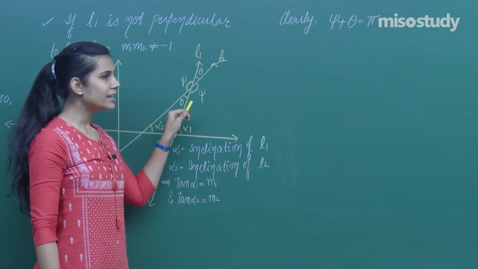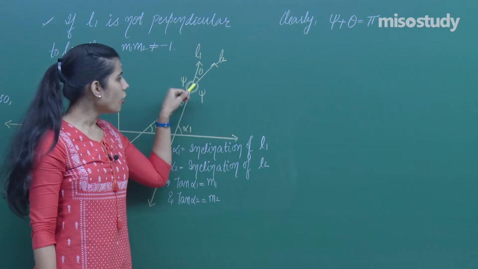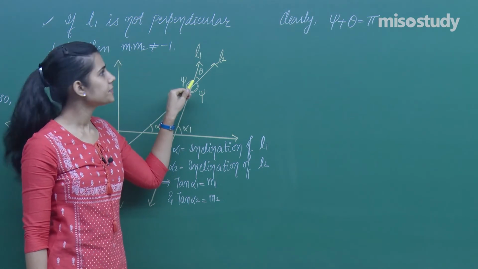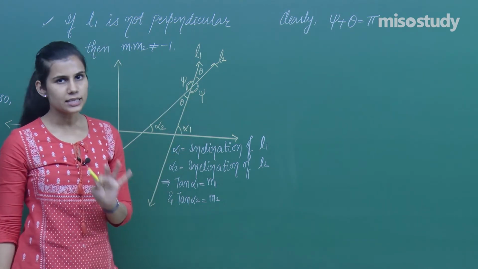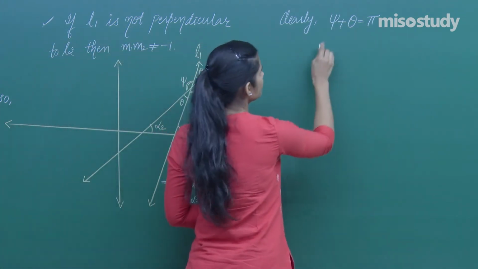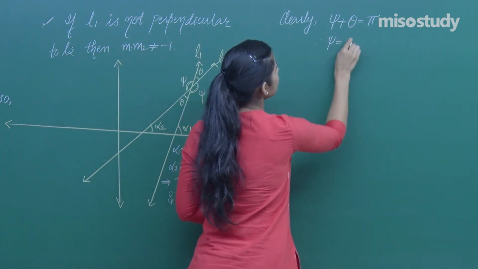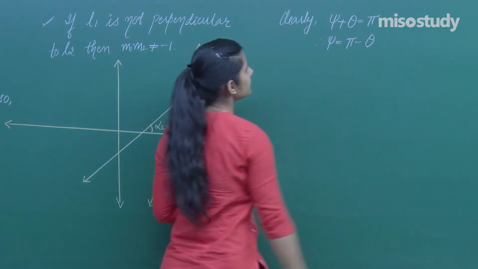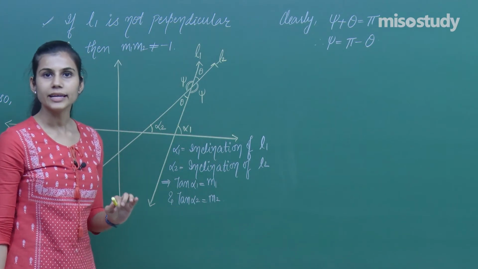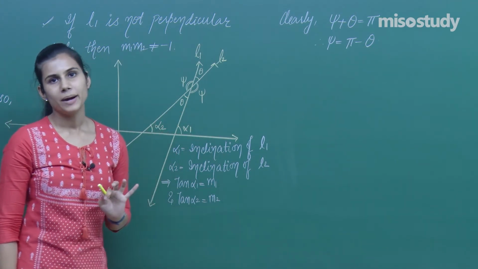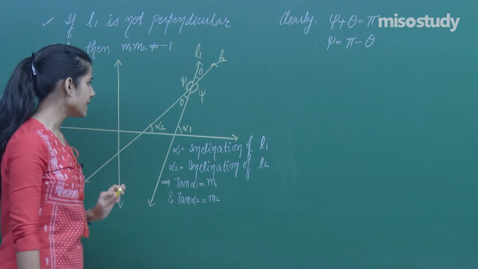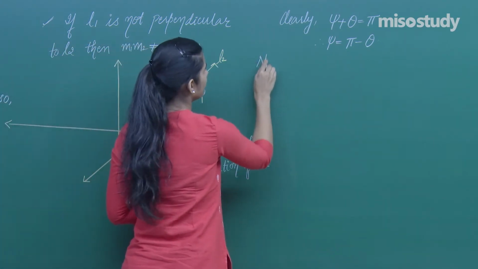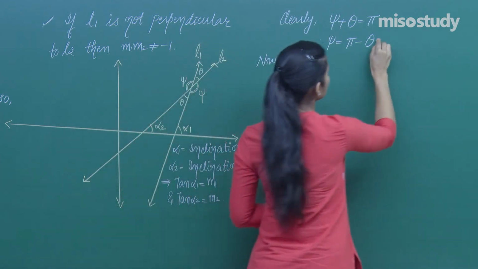Theta is the acute angle between L1 and L2. Xi is the obtuse angle between L1 and L2. Theta plus xi is definitely a supplementary angle, so theta plus xi is 180. Therefore, xi is pi minus theta. Now please understand, this is going to be useful later.